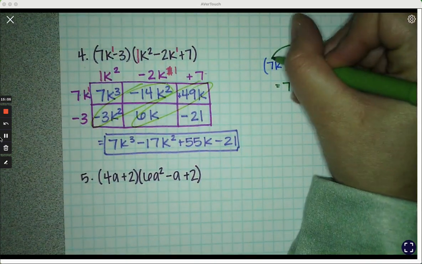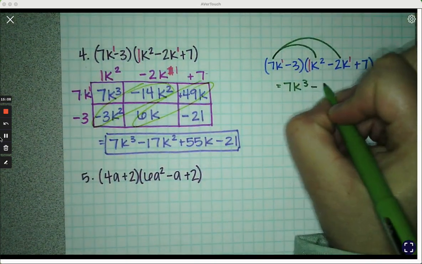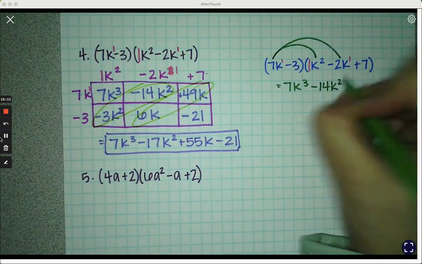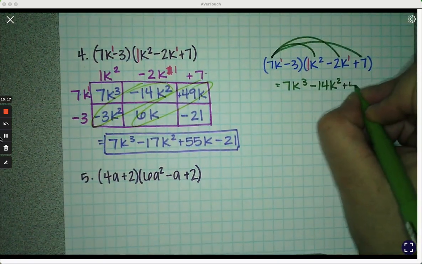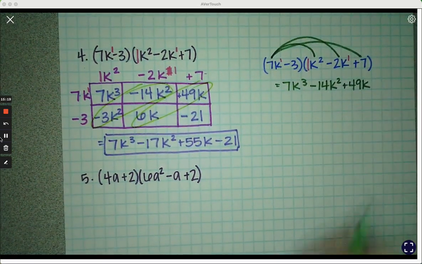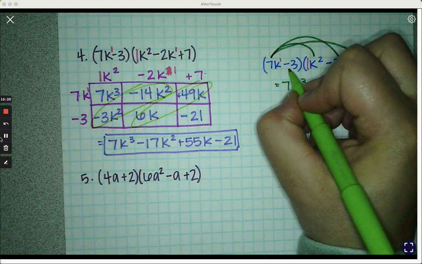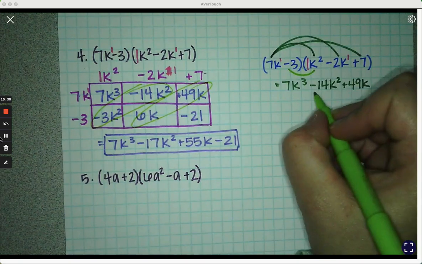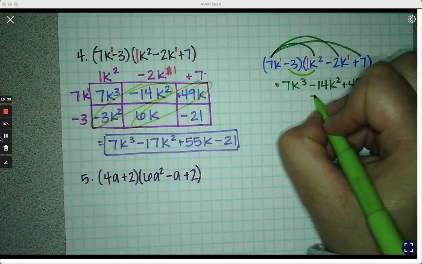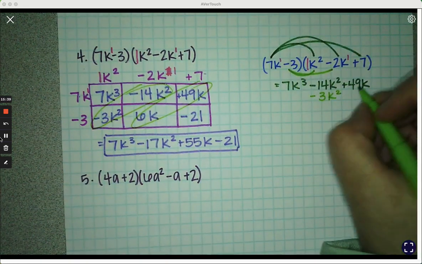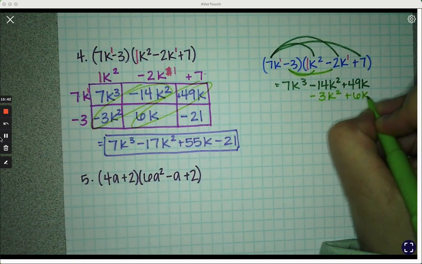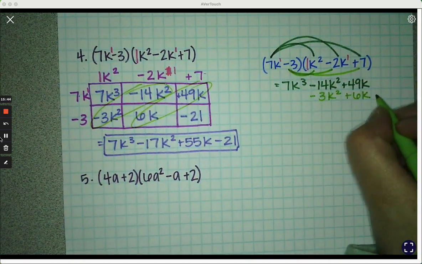7 times negative 2, negative 14k squared, because we add the 1s. And 7 times 7 is a positive 49k. All right, and so now we're going to distribute the negative 3. So negative 3 times k squared, and I'm going to literally just write it right underneath it. So we have a negative 3k squared. Negative 3 times negative 2 is a positive 6k. Negative 3 times positive 7 is a negative 21.